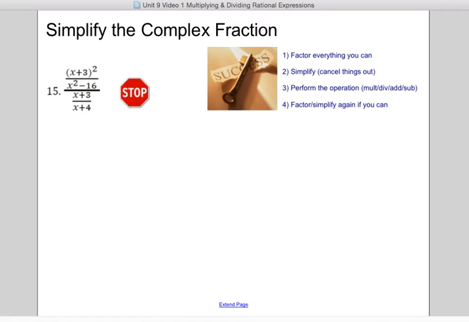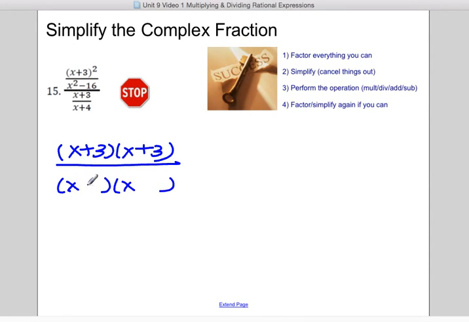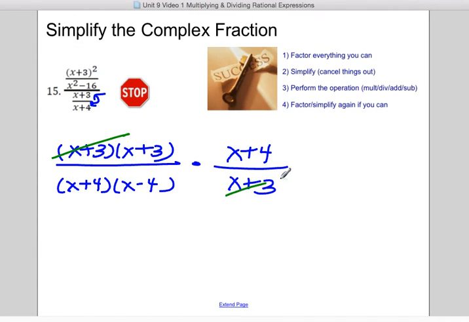Example 15. Okay, it's a complex fraction, so we're going to have to multiply by the reciprocal. I'm going to rewrite this. If it's squared, I can write it twice. It's really x plus 3 times x plus 3 over x squared minus 16. That's a difference of perfect squares. Square root of 16 is 4. So plus 4 minus 4 and times the reciprocal. So x plus 4 over x plus 3. And now it's back to what we were doing earlier and cancel.